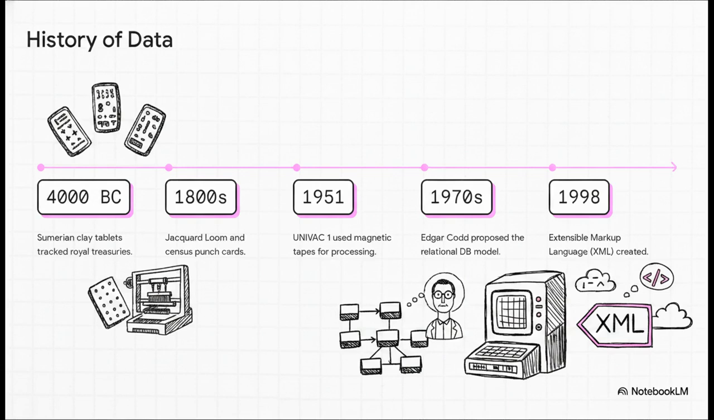But the real game changer? That hit in the 1970s when Edgar Codd at IBM proposed the relational database model. Suddenly, we had a unified way to navigate and manipulate data without having to write completely new programs for every single question we wanted to ask. It absolutely revolutionized things, paving the way for stuff like XML for web data in the late 90s.